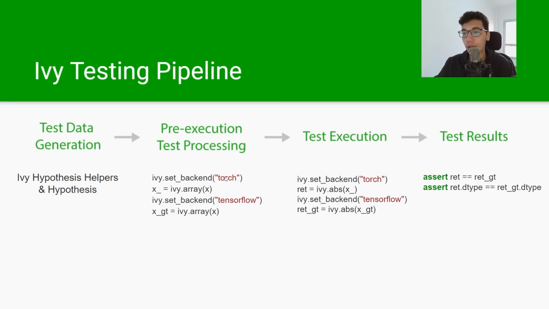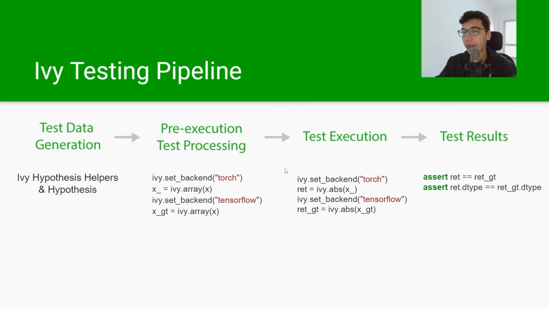So if it's Torch, it's going to be a Torch tensor. If it's TensorFlow, it's going to be a TensorFlow tensor. We also make sure the data type is correct, so we cast all the generated data types to the specific backend data type. Then after this step, which also does a lot more under the hood, but we're just going to simplify by saying that it only converts the array into the framework-specific type, we do the test execution step, which calls the function in the backend using the framework array input.